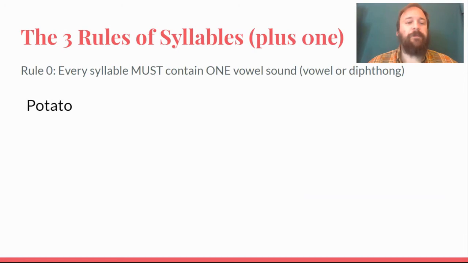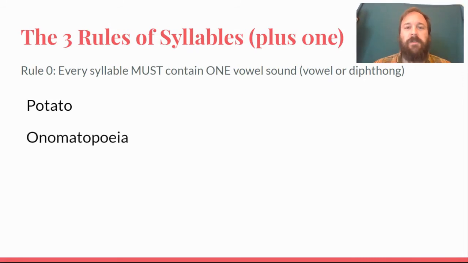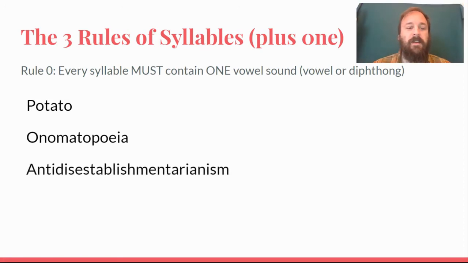All right, so potato. How many vowel sounds are in that? Well, we can clap it out first. Potato. It's got 3 vowel sounds, therefore it has 3 syllables. How about this? Onomatopoeia. It's got 6 syllables in there. Oh my god. Anti-disestablishmentarianism. That's got 12 syllables in there. I. Hey, that's a syllable.